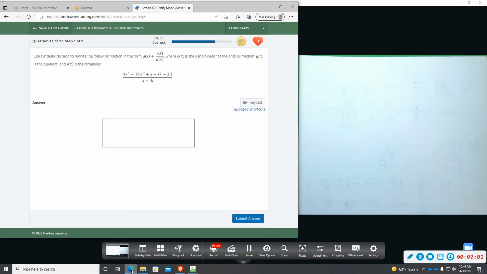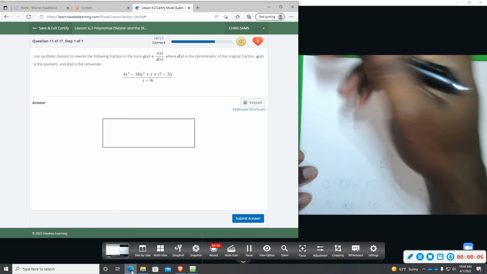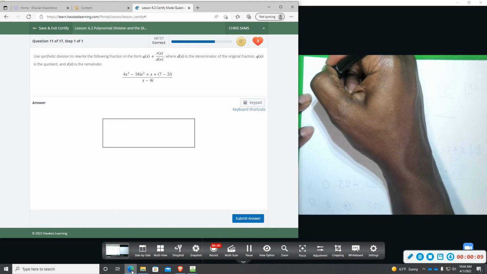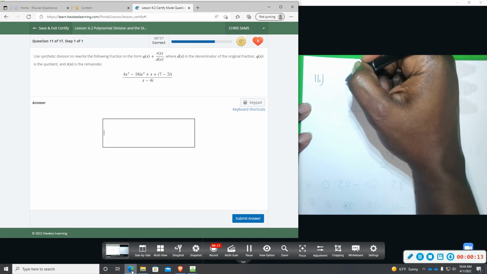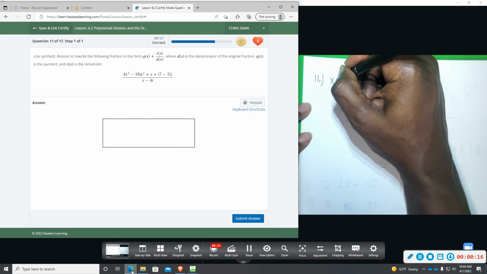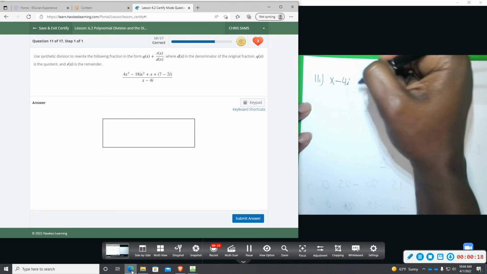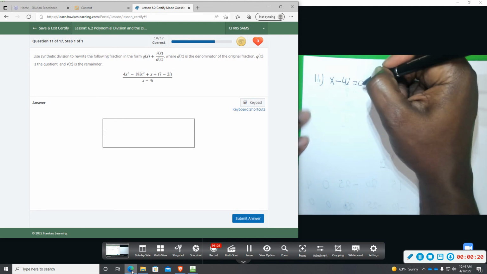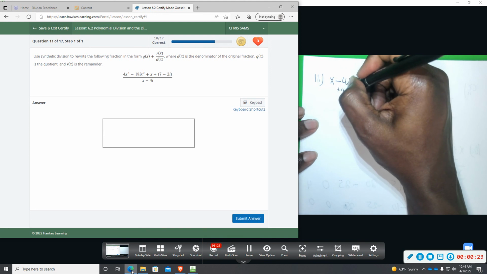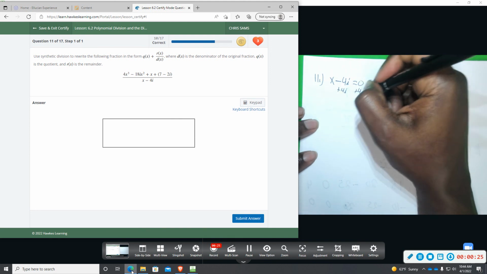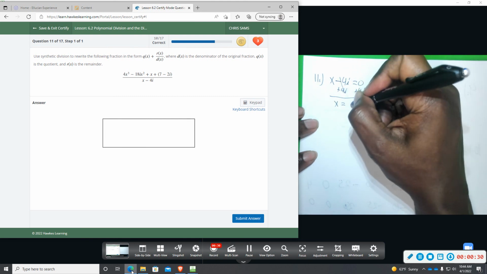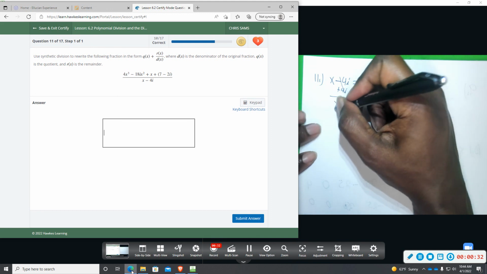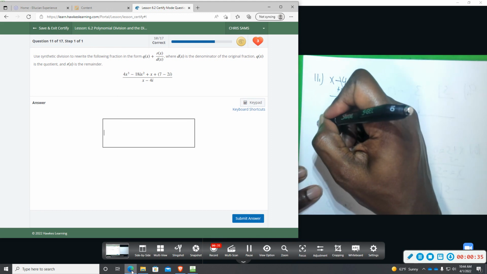All right, number 11 also wants us to use synthetic division. So we need to figure out our box number. I'll start with my divisor, and we have x minus 4i. We set that equal to 0 and add 4i to both sides. That gives us x equals positive 4i. So this is the number I use in my box. I'm going to say 4i.